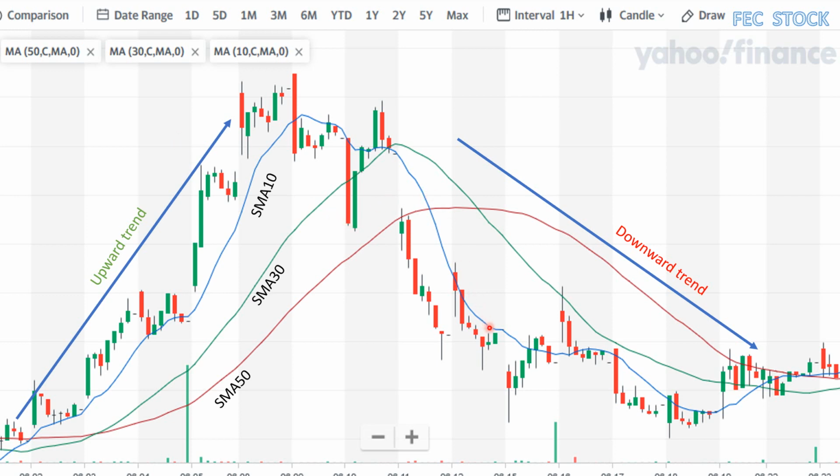Anytime the SMA 10, the blue color, is below SMA 30, the green color, and both of them are below SMA 50, the red color, then the trend is downward. So here we see when the period is small, it is much closer to the price, and as the period increases, it becomes farther from the price than SMA 10.